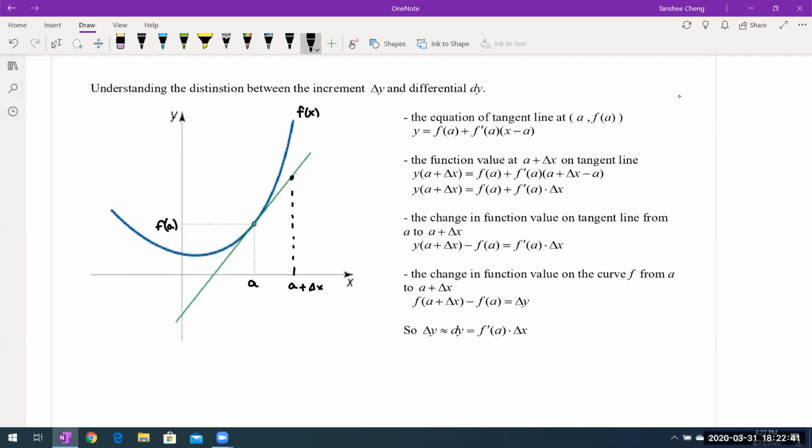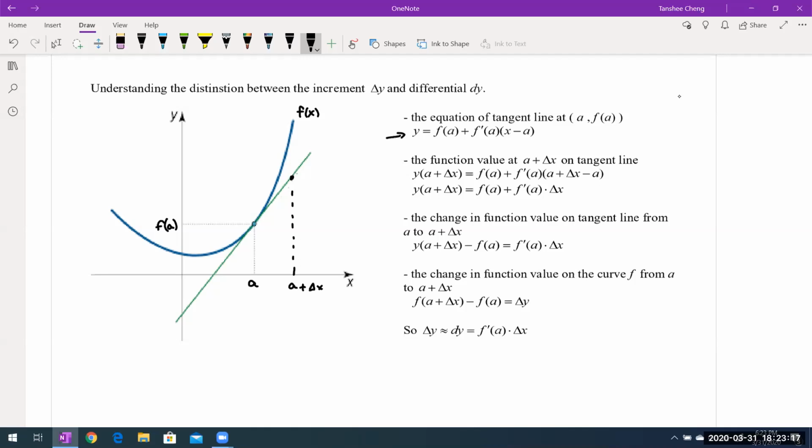So if I found out the value at a plus delta x, that basically means I'm going to be substituting this a plus delta x into this function, right? The tangent line equation. So that means y, with input a plus delta x, is equal to f of a plus f prime of a, and my x right here would change into a plus delta x minus a. So when I simplify it, a and a cancel out, so it will be left with delta x alone.